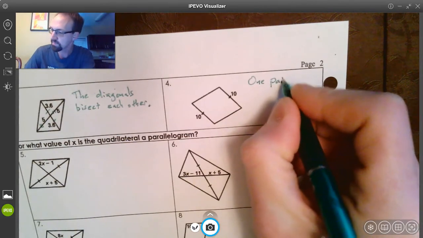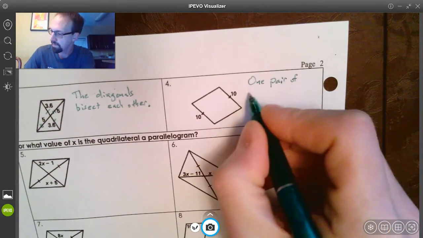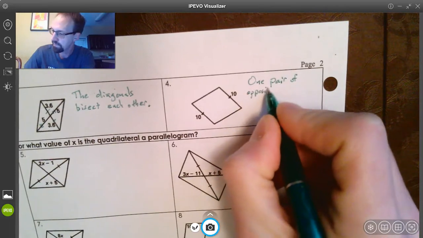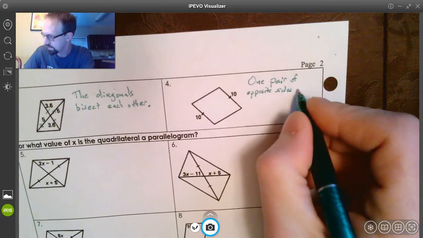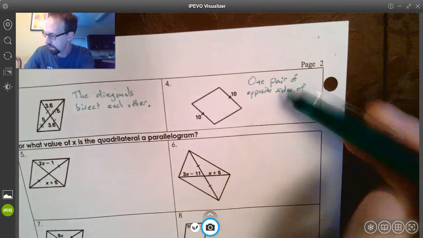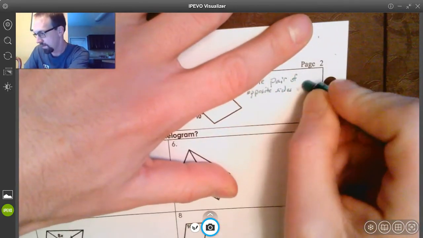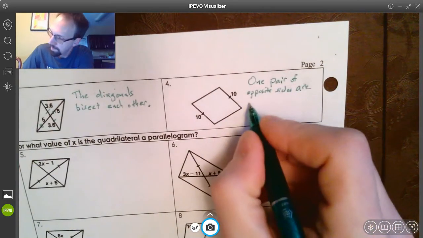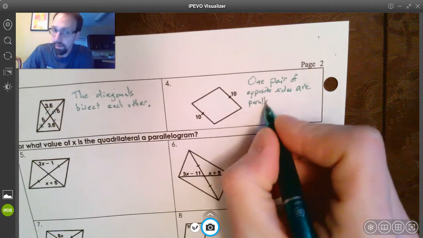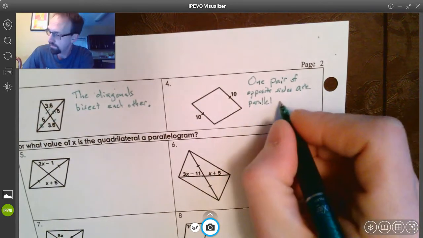one pair of opposite sides are parallel and congruent.